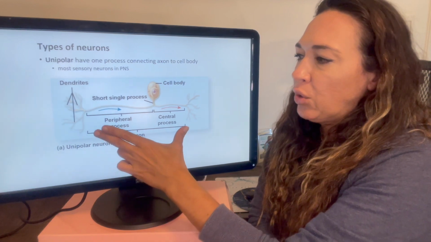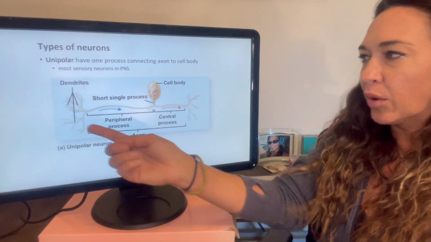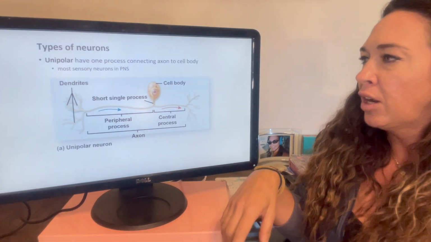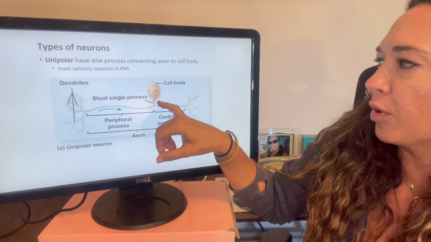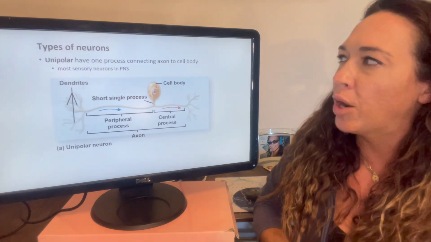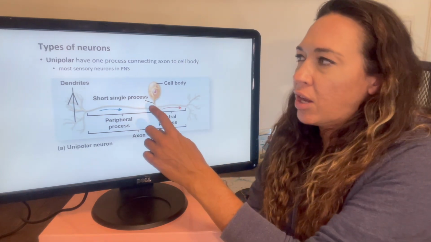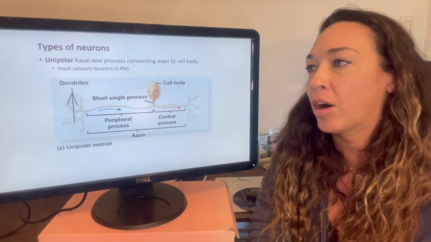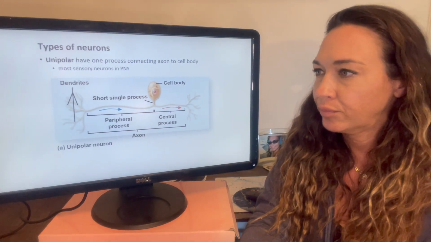So there's a unipolar neuron because it is going in a single direction with a single axon. There is a short single process right here that goes up to the cell body. But again, this is just one process connecting this axon to that cell body. And this is the most common one that we see in our peripheral nervous system.